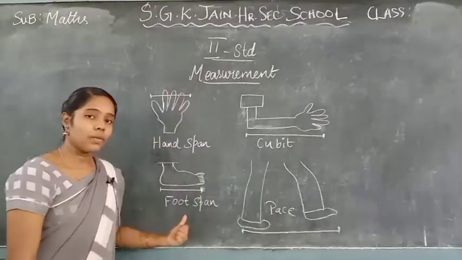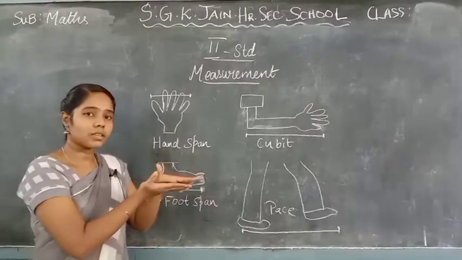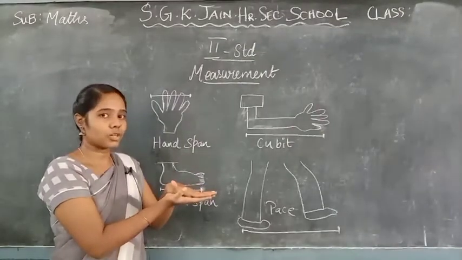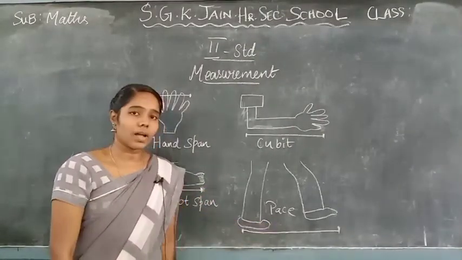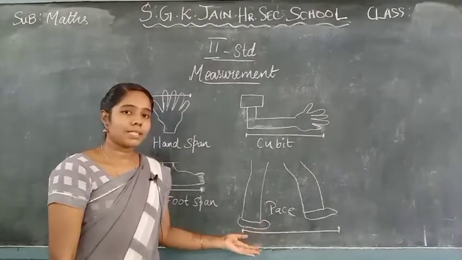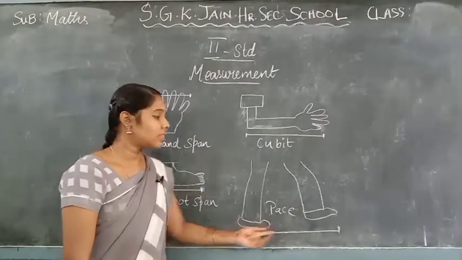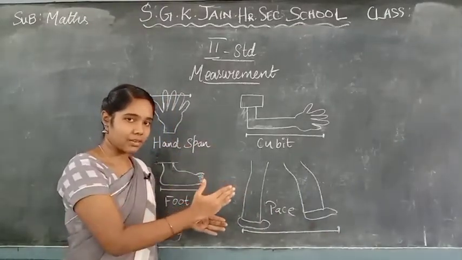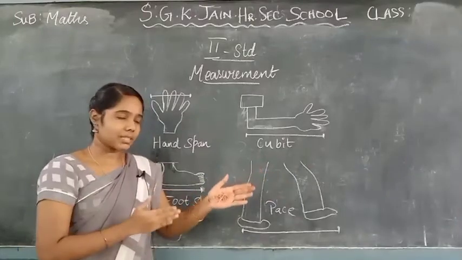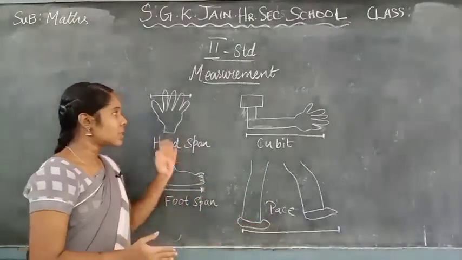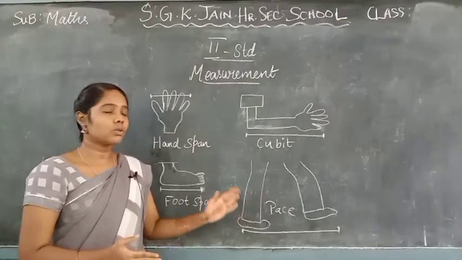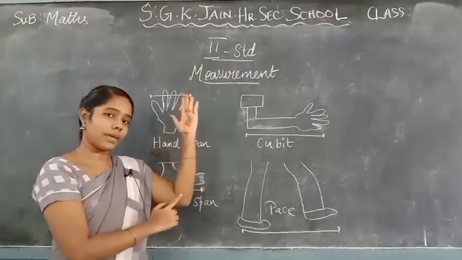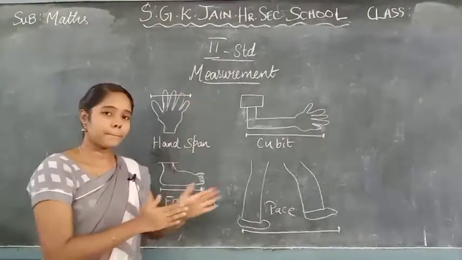Okay children, now the third one is foot span. They used the foot to measure the length of the object, and also to measure the distance. The fourth one they used is pace. So what is a pace? A pace is the distance between the two legs. While we are walking, we place the legs one after the other, right? The distance between the two legs is called the pace. So these are all the measurements ancient people used to measure: hand span, cubit, foot span, pace.